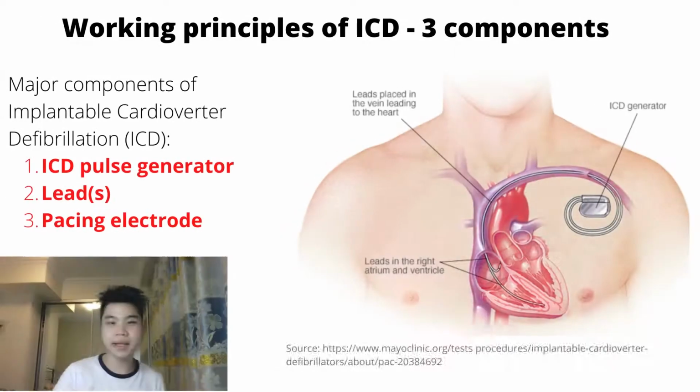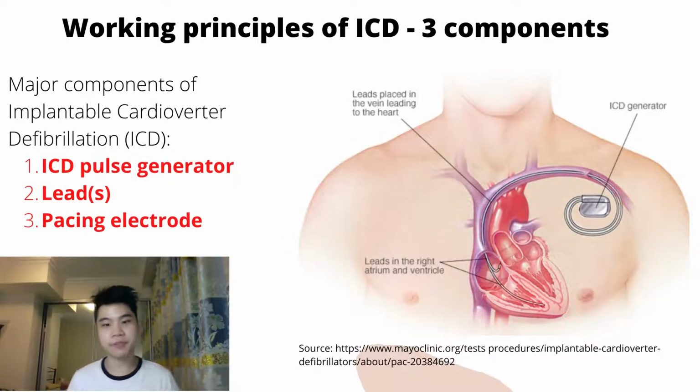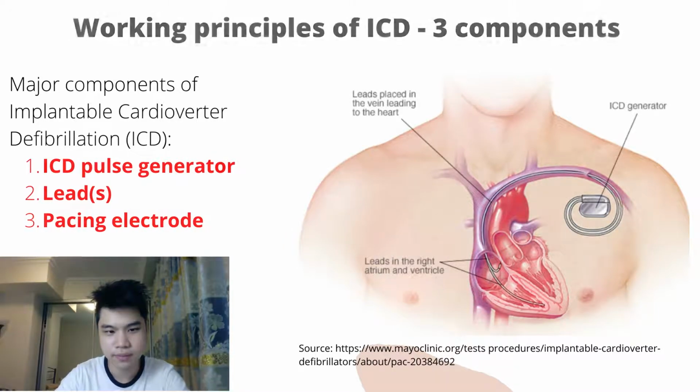Today I would like to explain the principle of the ICD, so let us first familiarize ourselves with its major components. As you can see from the picture on the right, inferior to the left subclavian vein is where the ICD generator is placed. This battery-based generator releases electrical impulses carried by the leads through the left subclavian vein down to the superior vena cava. In the end, you can see the pacing electrode embedded in the myocardial tissue, which can be solely at the right atrium, at the right ventricle, or even both, and this depends on the patient's medical diagnosis.